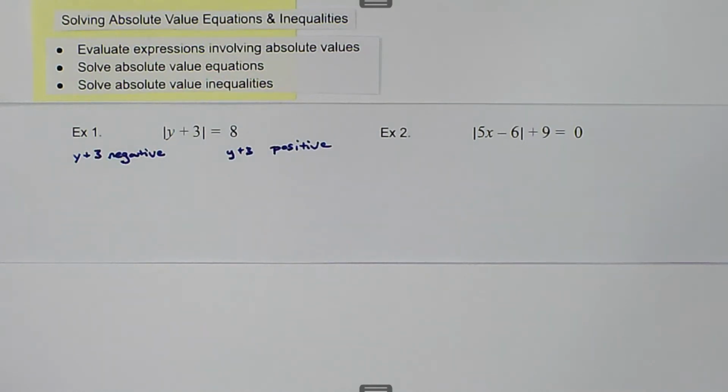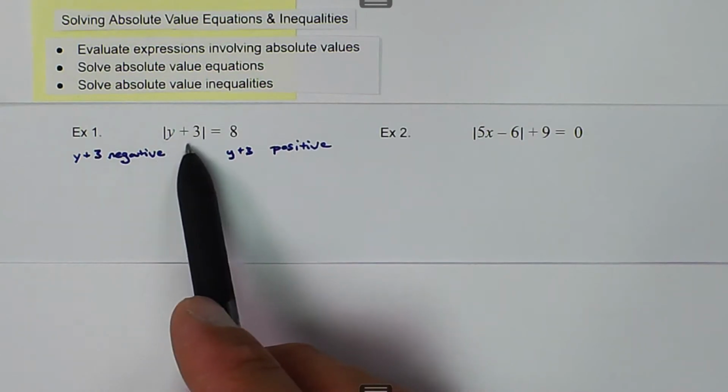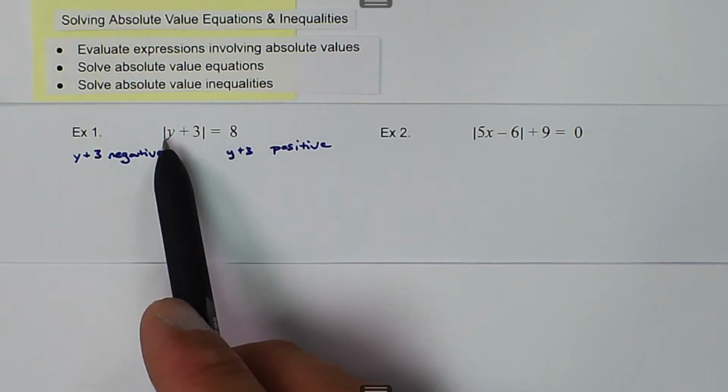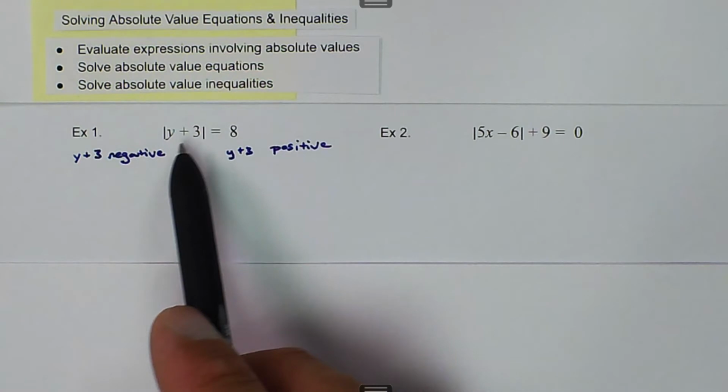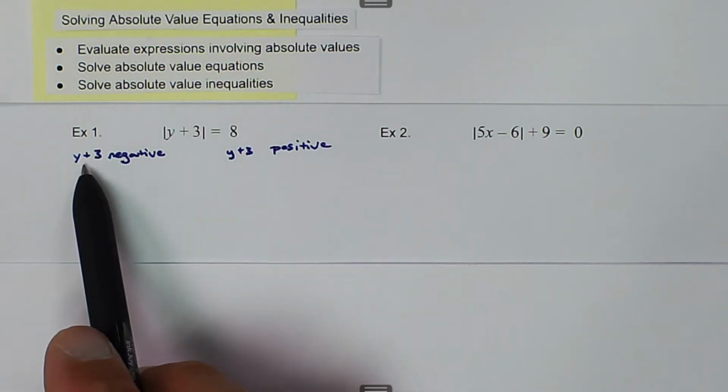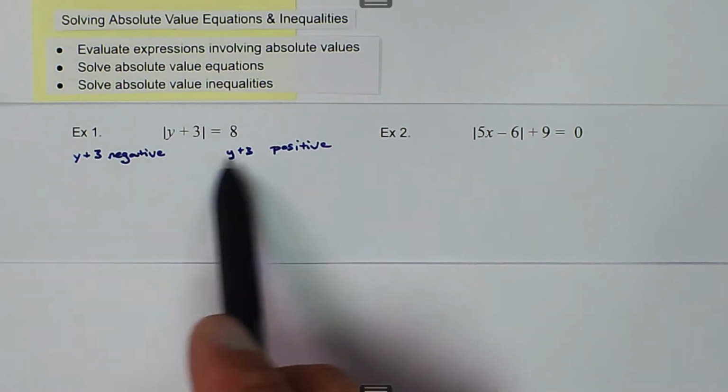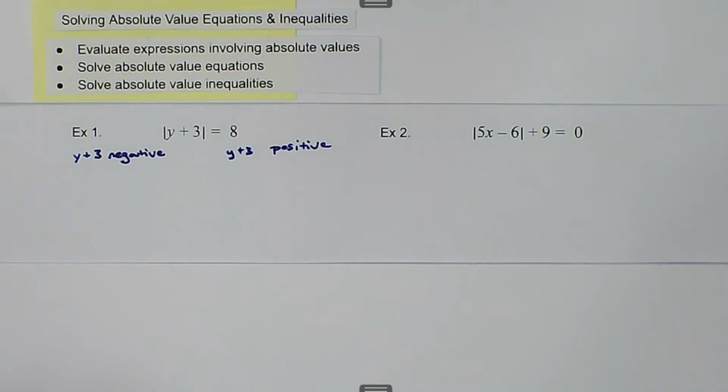We are talking about solving absolute value equations. And here we have the absolute value of y plus 3 is equal to 8. And when we have this situation, we have to solve it two separate times. We have to solve it when y plus 3 is negative and when y plus 3 is positive.